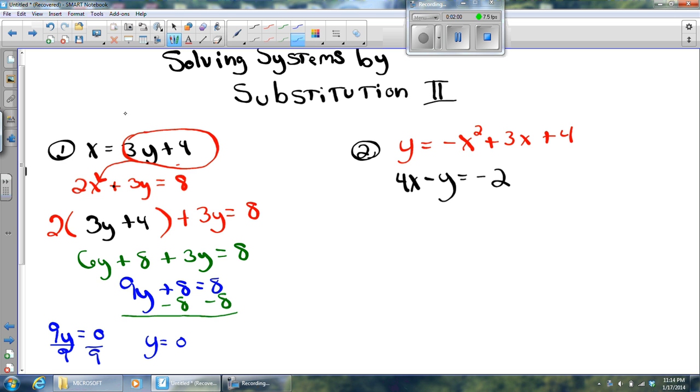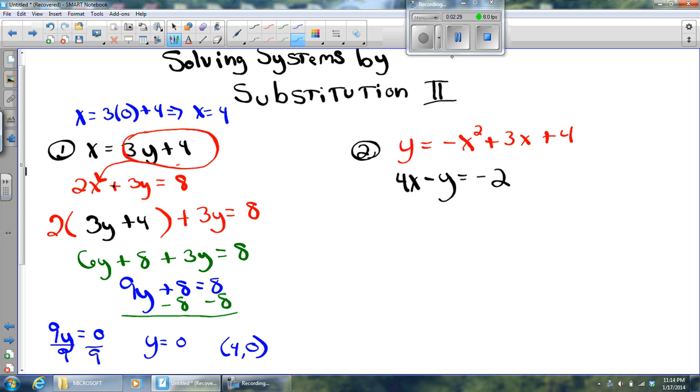Now, if y is 0, x is really easy to find. I'm just going to plug it into the equation where x is already alone. And so I'll get x equal to 4. So therefore, these two lines cross at the point (4, 0) on the x-axis. I'm not going to do it on the graphing calculator today. You can verify that on your own, graphing the two linear equations.